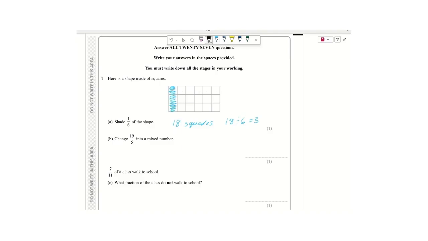You might have been able to see that by seeing that I can split this into 6 rectangles going down, and I can shade one of them, which is those 3 squares. So either way would work.